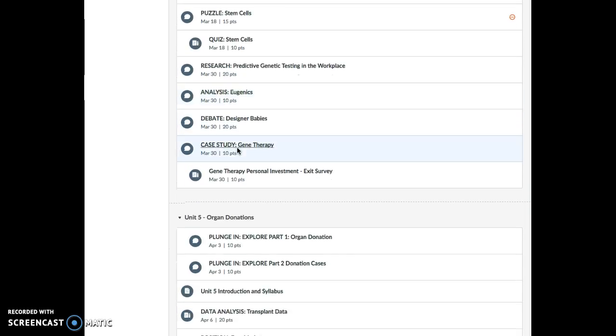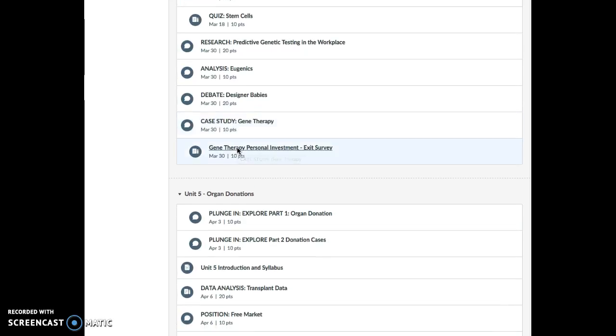And then in gene therapy, how do we use genes to ultimately help and heal? So that is kind of a mixture of all four of the principles of bioethics. And now we're moving into organ donation.